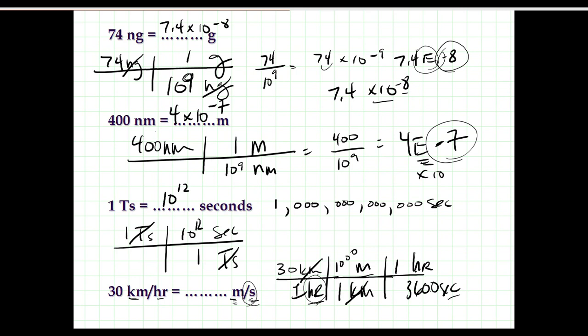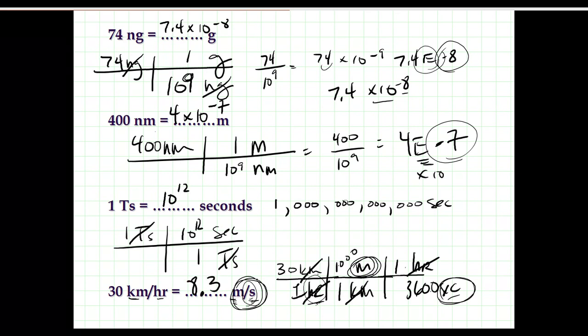Hours on the bottom and hours on the top cancel out. What do I have left? I have meters per second, which is exactly what I'm supposed to find. Handy dandy calculator, 30 times 1,000 times 1, divided by 1, divided by 1, divided by 3,600. It gives us 30 times 1,000 is 30,000, divided by 3,600. Leaves us with a velocity of 8.3 meters per second.